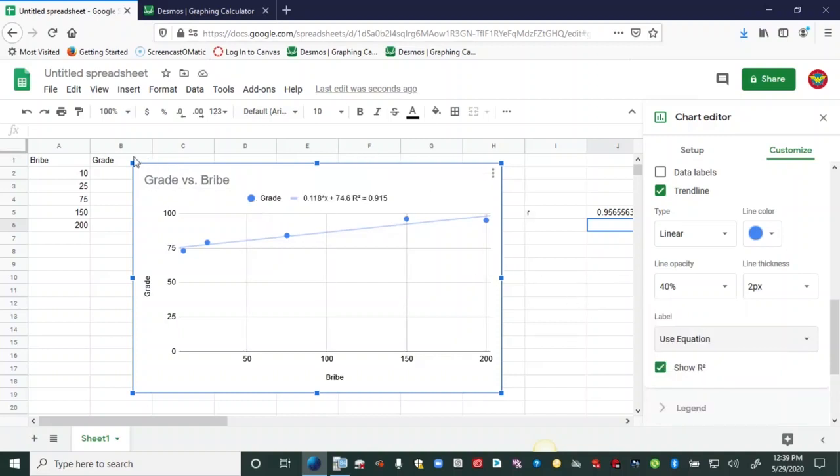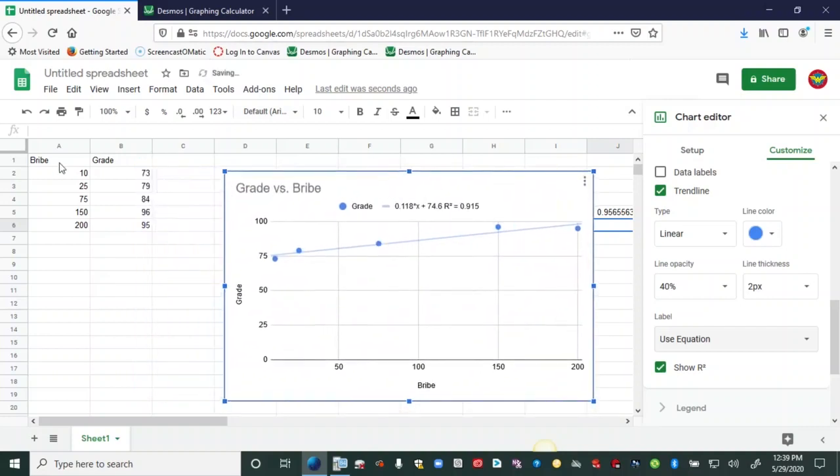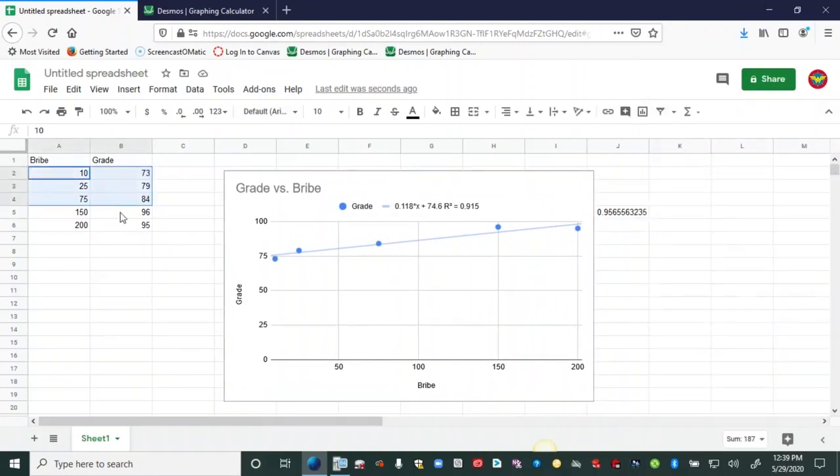So grade is my y value, so y equals 0.118x plus 74.6. So I also have the regression equation if it turns out to be significant. Okay, that's in Google Sheets. It does a decent job, and you can download data from your homework into something like Google Sheets. But what I really want to do is to put this into Desmos.